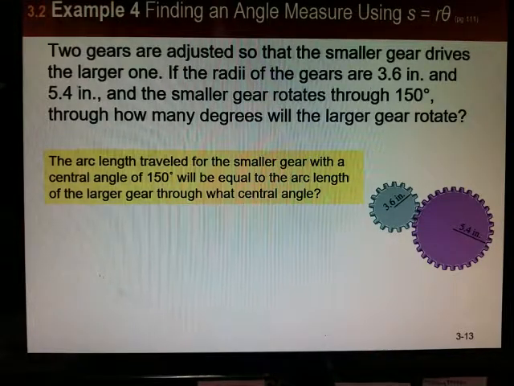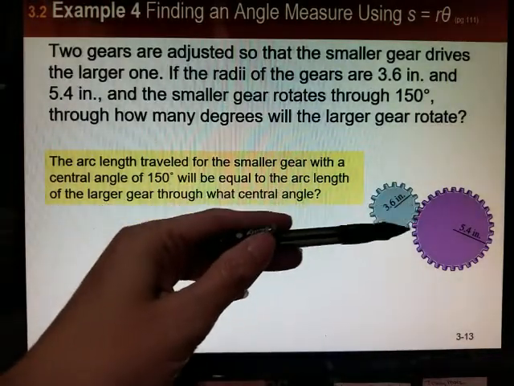All right, so we're talking about the arc length. As the smaller one travels, whatever this arc length is, it's traveled.